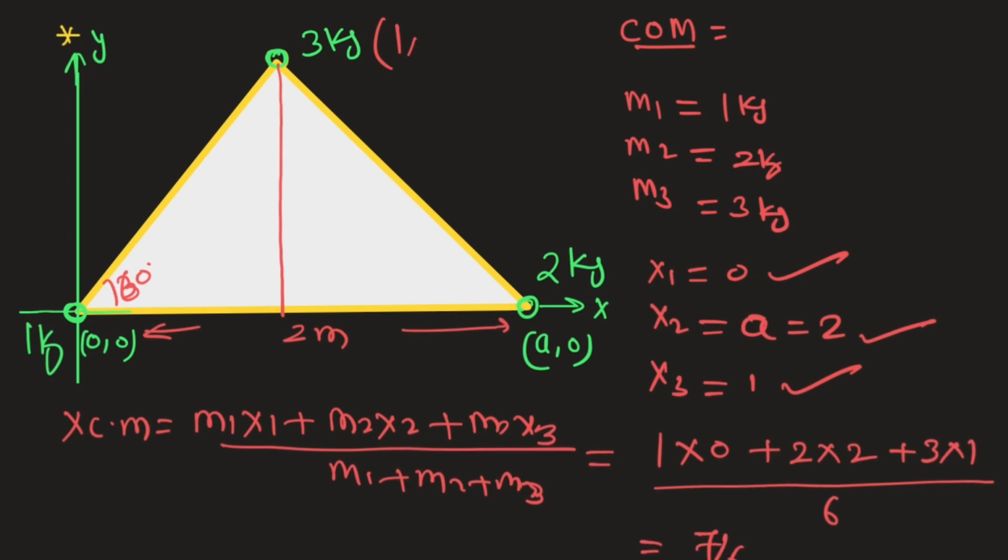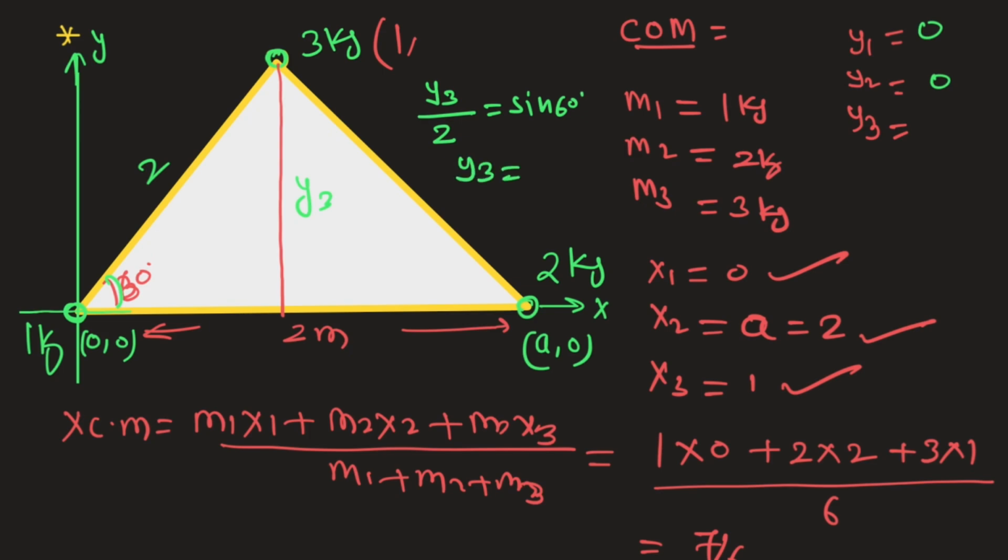Similarly, we can calculate y_cm by the same data. I will write just y1, y2 and y3. We already know m1, m2 and m3, so we can calculate. What will be the value of y1? That is 0. What will be the value of y2? That is 0. What will be the value of y3? That we can calculate. See, this is y3 and this value will be 2. This angle is 60. I can write y3 divided by 2 is equal to sine 60. It means y3 will be equal to 1 by 4 into root 3, which means that will be root 3 by 4.